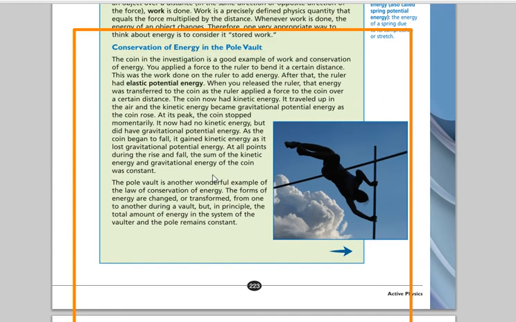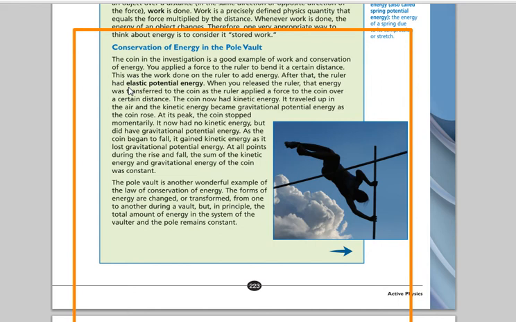All right. We did work on that little ruler. We pushed it down, a force over a distance. And because it was a force over a distance, and now the object is still, it probably has some sort of potential energy, and that potential energy is called elastic potential energy. It's a lot like gravitational potential energy, except rather than being in a position above the Earth, it's in a position on the ruler.